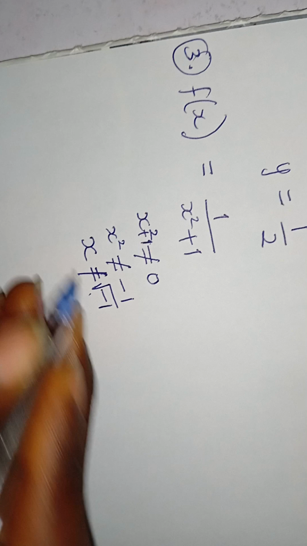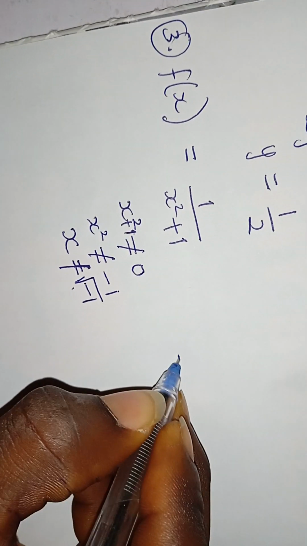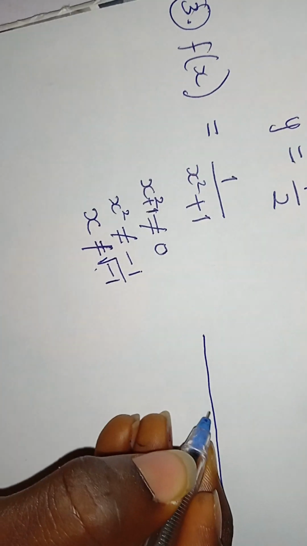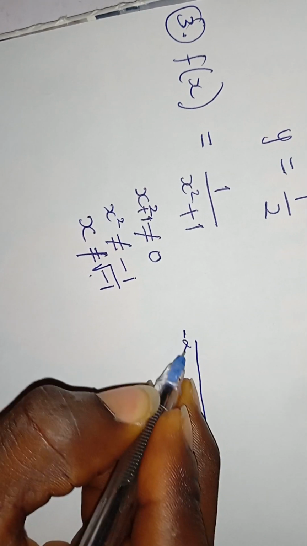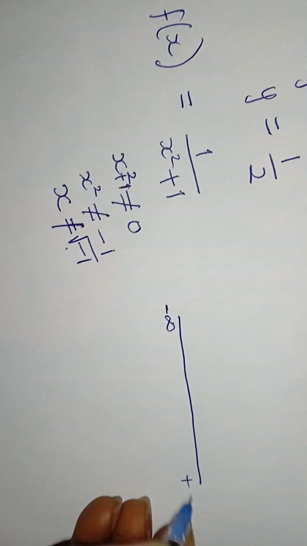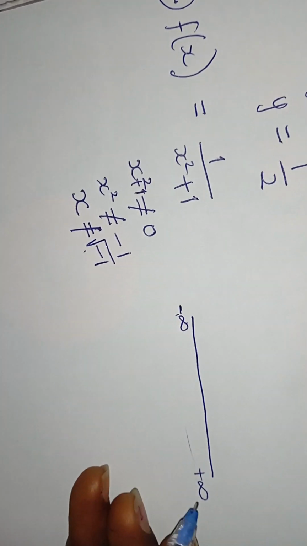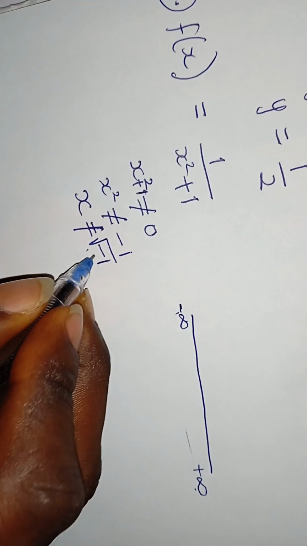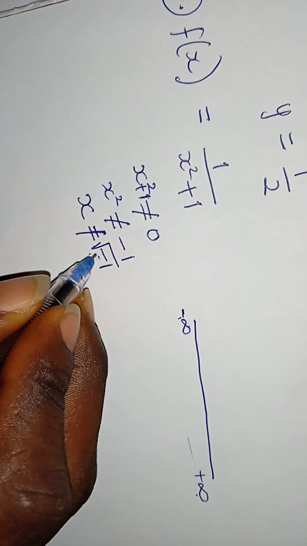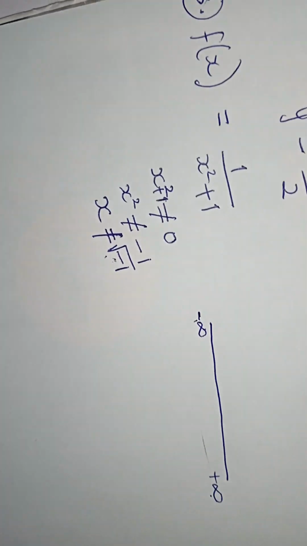So that means that this is the interval notation of your domain, simply knowing that this is minus infinity, this is positive infinity. This means that x can be anything from this place to this place, but it can never be equal to root minus 1.